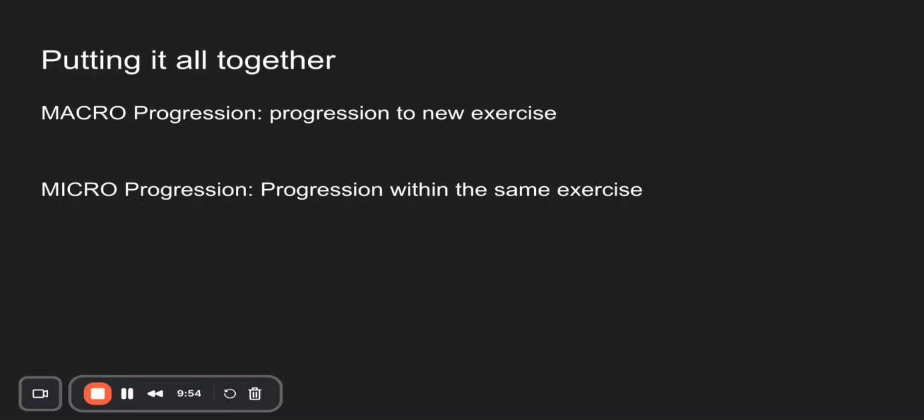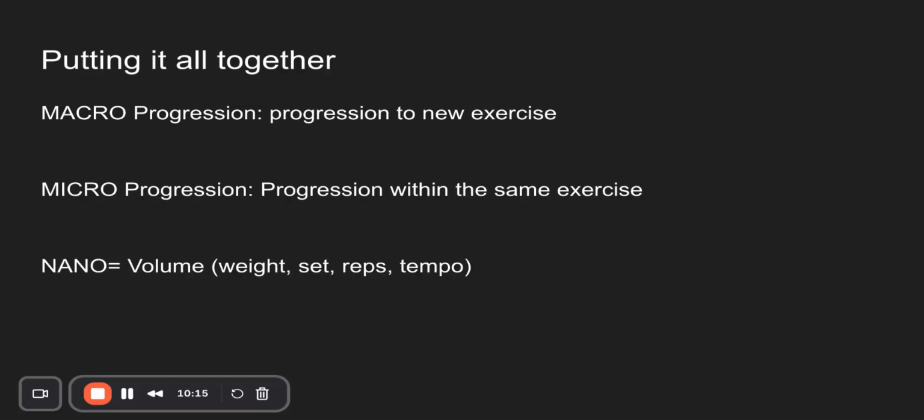This would be a micro progression because it's within the same exercise. It's the exact same exercise, just done with a different implement and different placement of that implement, which challenges the body differently at a harder degree, which then allows the athlete to still progress without increasing the load. Look at nano progressions. That's your weight, sets, reps, tempo.